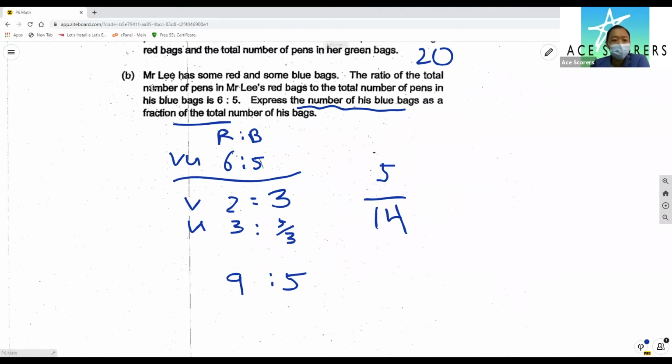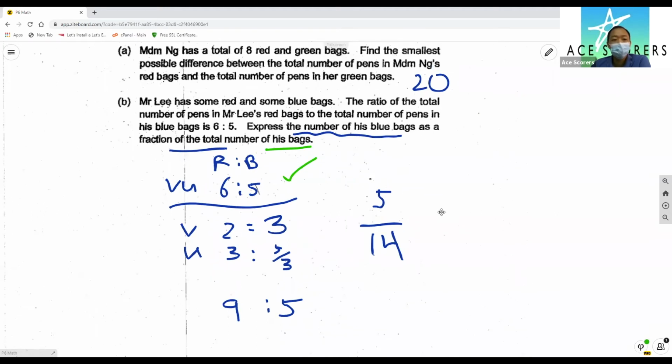Let me see one more time, okay? Mr. Lee has some red and blue bags. The ratio of the total number of pens in Mr. Lee's red to total number of pens in blue is 6 to 5. Okay. See, now I'm checking. If it was an exam, this would be disastrous because I wouldn't know that I got it wrong. So 6 is to 5. Express the number of his blue as a fraction of the total number of bags. Oh, total number of bags, does it include the other color?